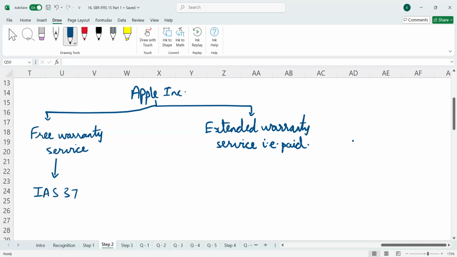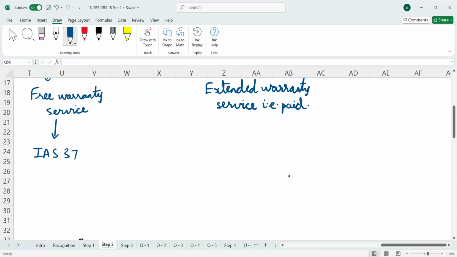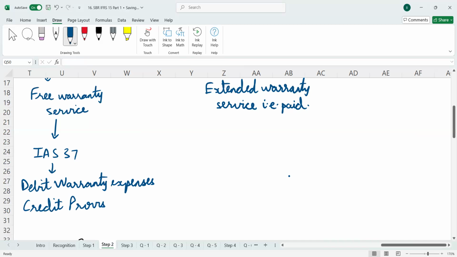provisions, contingent liabilities and contingent assets. They will have to recognize a provision as debit warranty expenses and credit provision for warranty. Because they are not receiving any consideration for this. We have already studied this, IAS 37. There also I had taken an example for Apple Inc. only. So debit warranty expenses and credit provision for warranty.